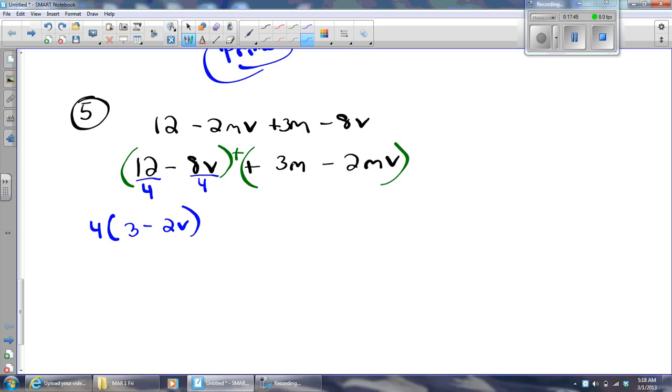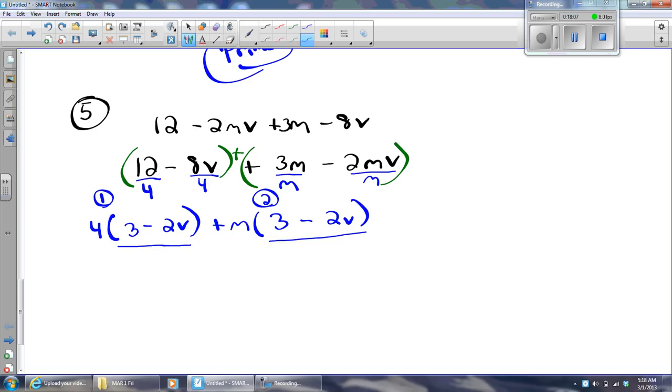Okay, gonna look for the GCF of the second group. Looks like it's gonna be m. M is gonna be the common factor. So I'm gonna pull out an m. And I'm going to get 3 minus 2v. And there we go. I GCF'd once, I GCF'd twice. And look at this. This quantity of 3 minus 2v shows up in both terms. I'm going to GCF a third time, pulling out the quantity of 3 minus 2v. And that will leave me a 4 plus an m.